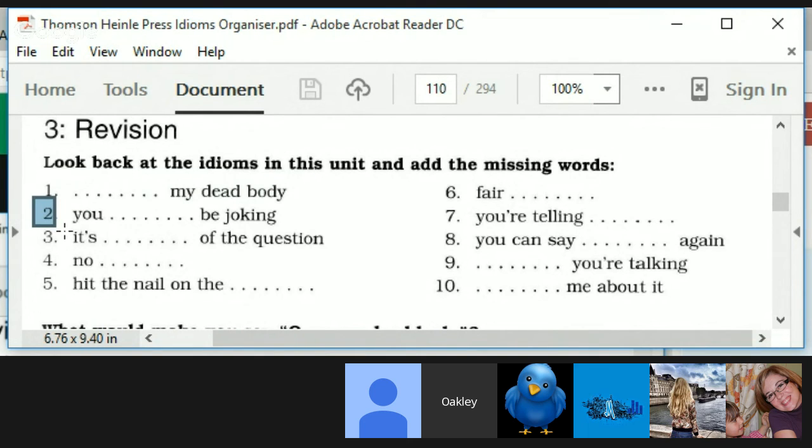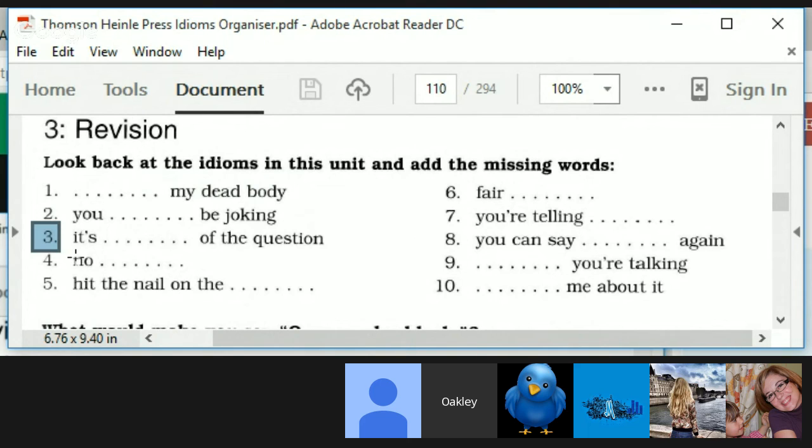Sinya, how about number 2? You must be joking. Yeah. Again, many varieties. You must be joking. You've got to be joking. You're joking, right? You have to be joking. Many variations on that one, plus other verbs. You must be kidding. Yeah. Okay. Very good.